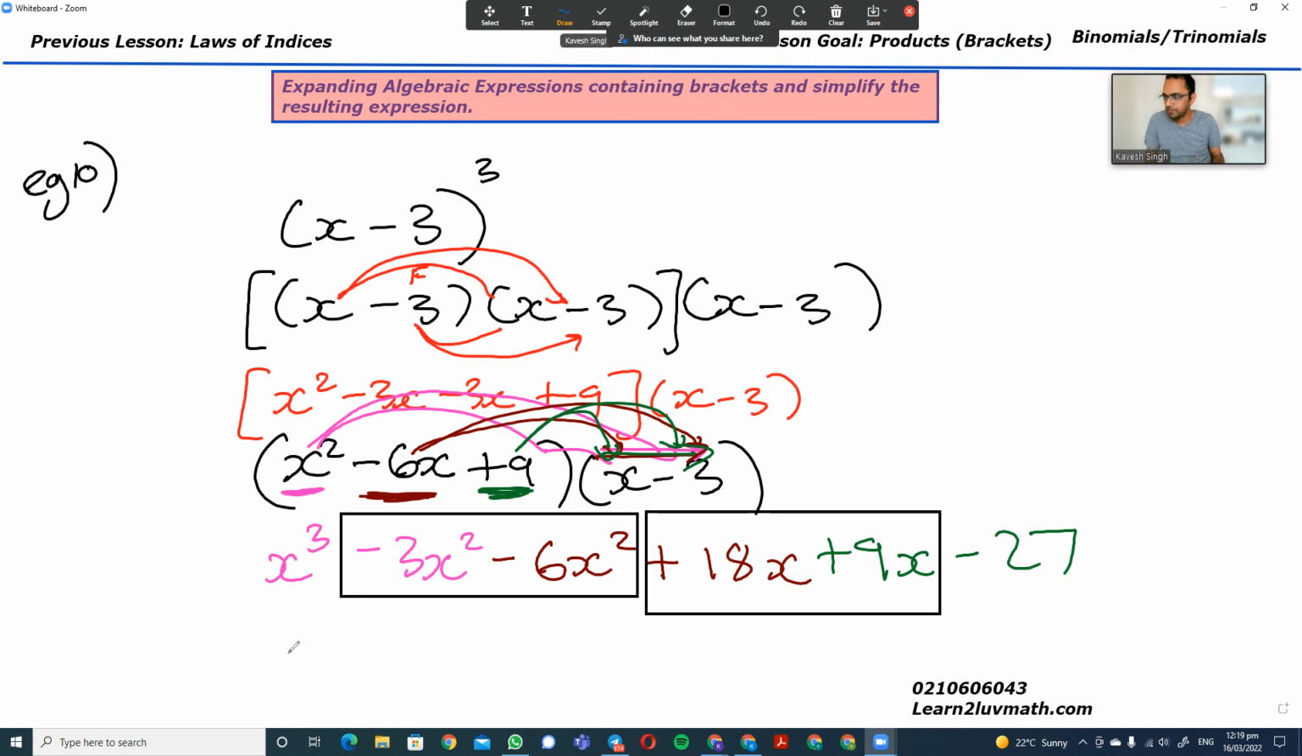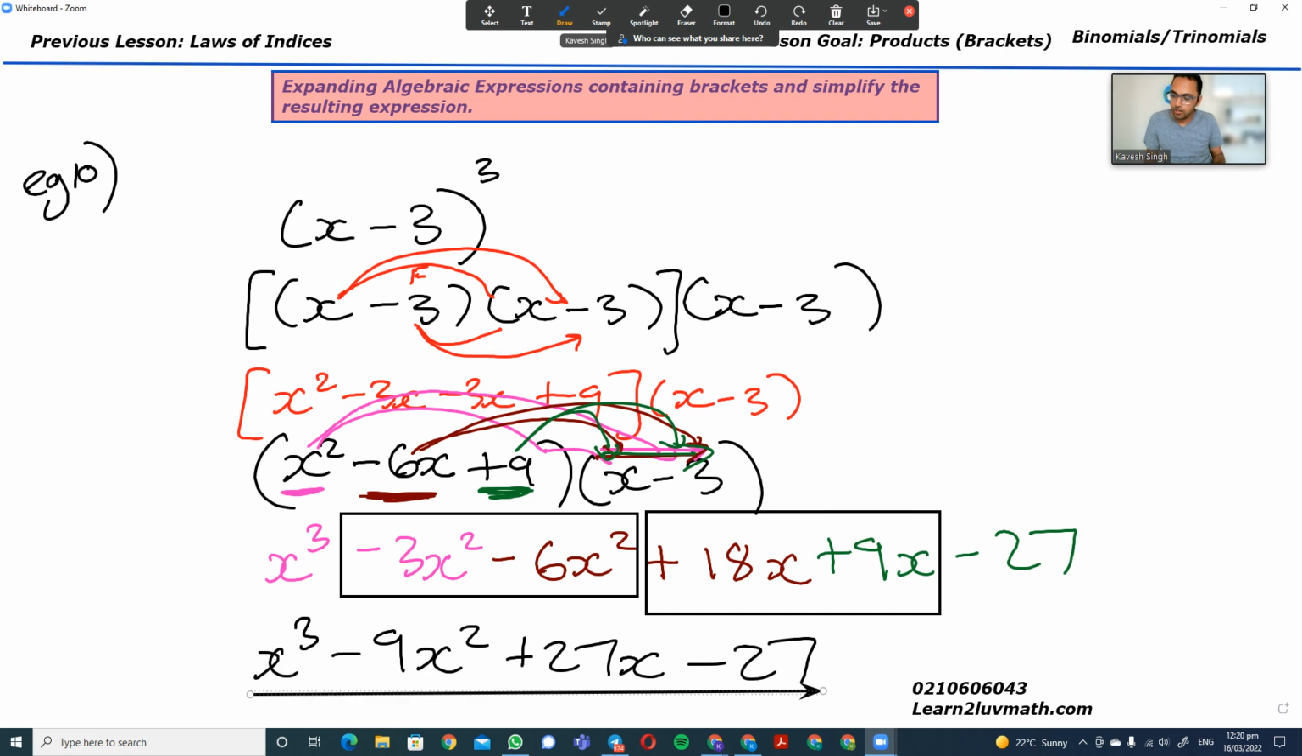Our final step, I'm going to rewrite x cubed minus 3 minus 6 using integers is negative 9x squared. Positive 18 plus 9. 18 plus 9 is 27. So 27x minus 27. And that's all the terms which are not like. So that's my final answer. X cubed minus 9x squared plus 27x minus 27.